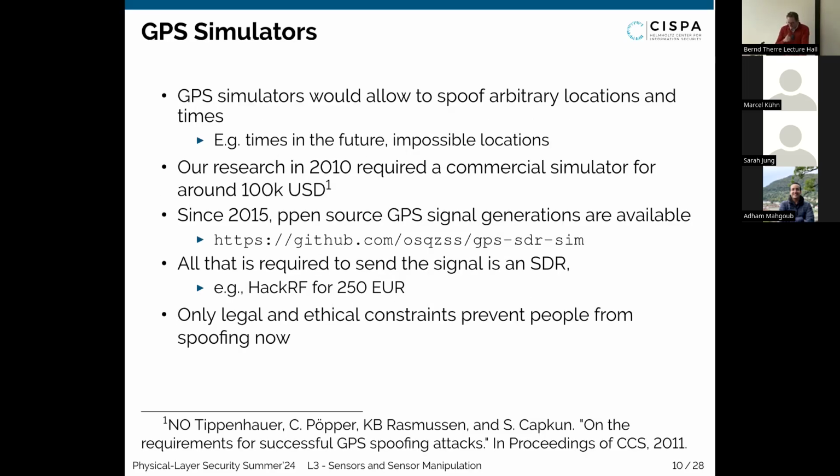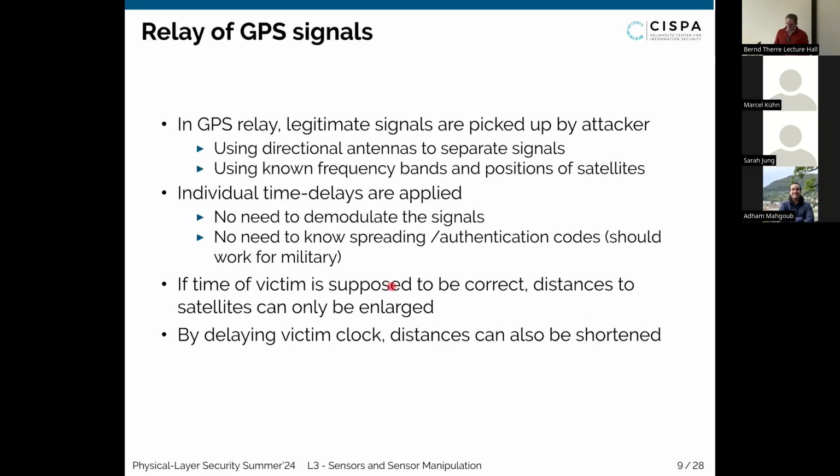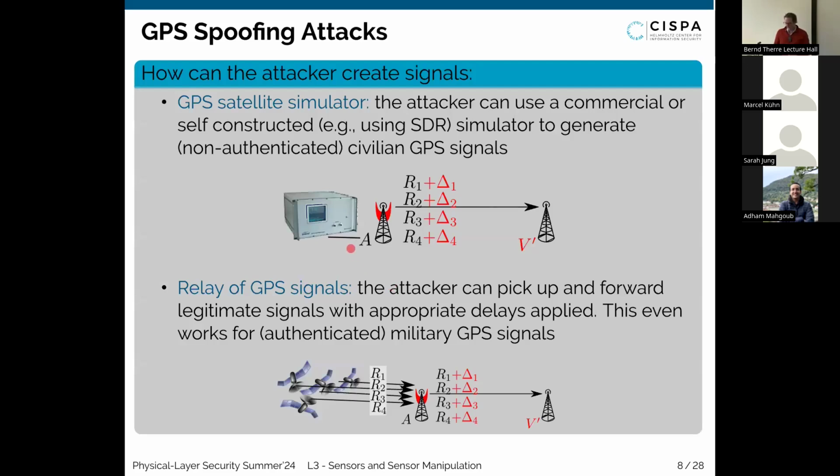So for the simulators, I mentioned this already, back when we did research 15 years ago, it was quite expensive. Nowadays, I have a link here to open source GPS signal generators that are available. These allow you to generate GPS signals, and there is a corresponding other package that allows you to decode these GPS signals as well. Then you just need an SDR, like a HackRF or whatever, that might be 200 euros nowadays, so you could easily build something like this now for 500 euros or so.